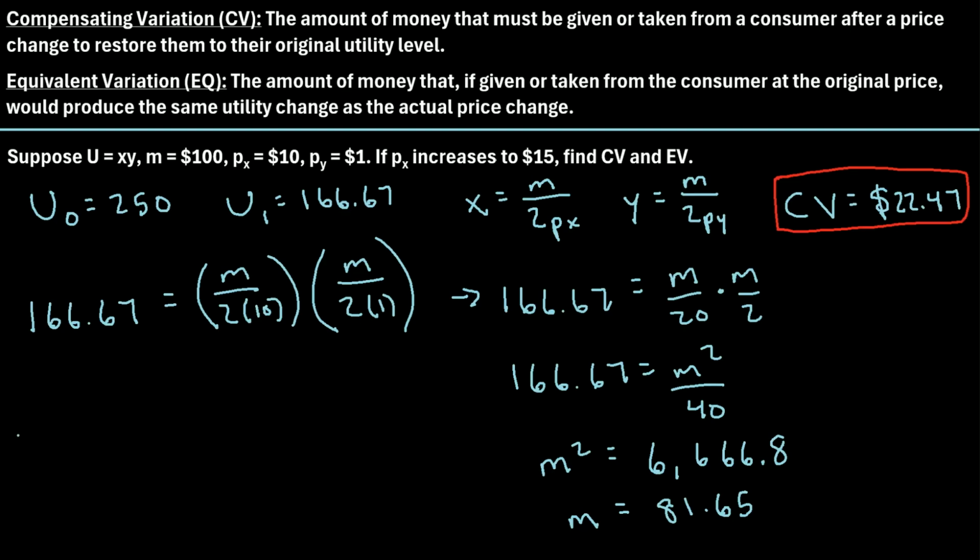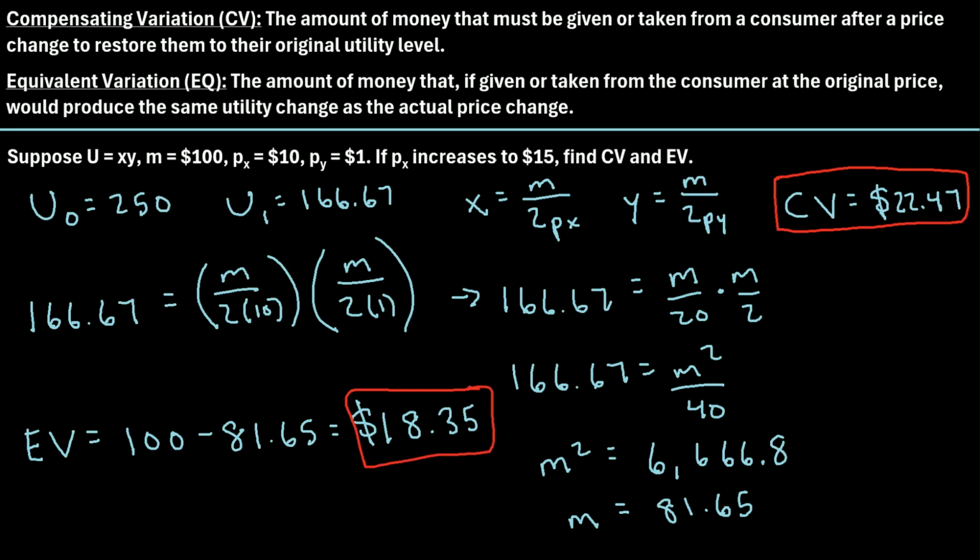So to find our equivalent variation, all we have to do is take our original income of $100 and subtract this new income, so minus 81.65. And that comes out to 18.35, and we'll say dollars. So our equivalent variation is $18.35. So let's quickly summarize these results.